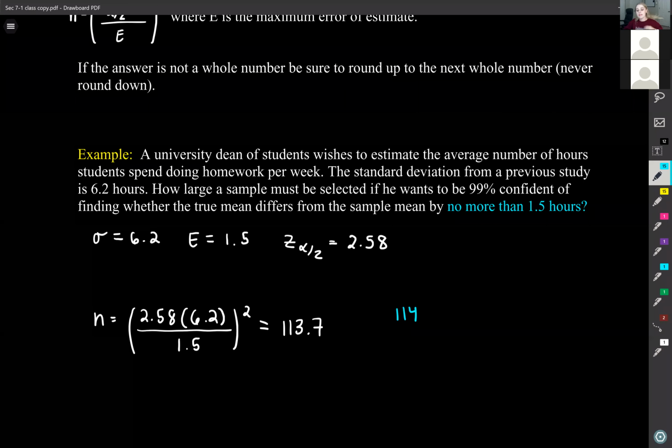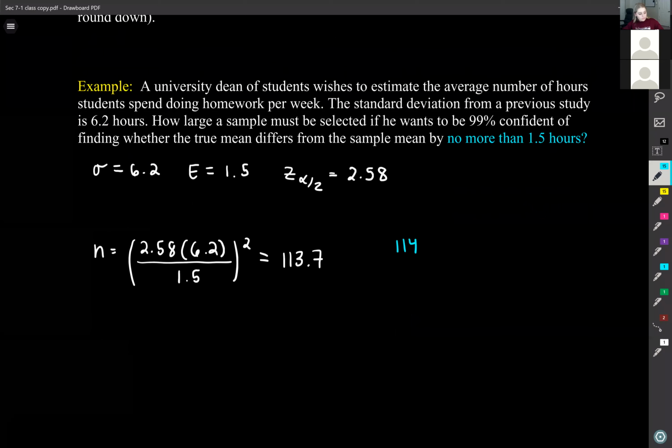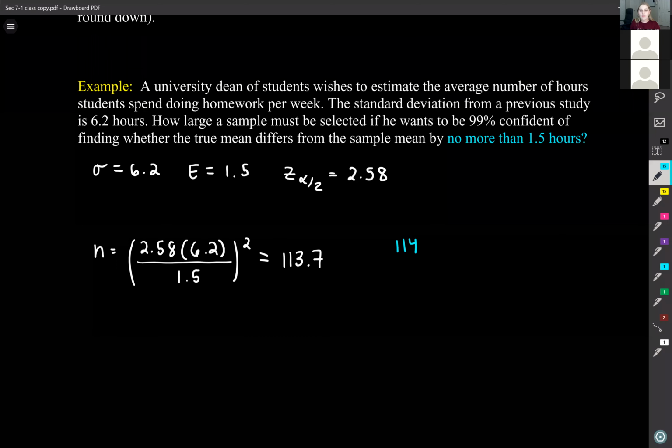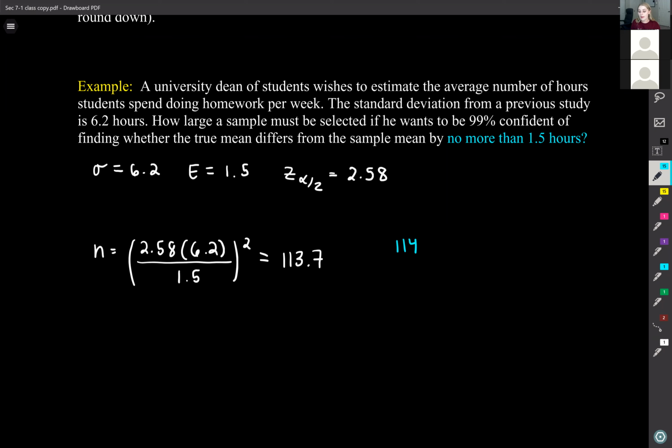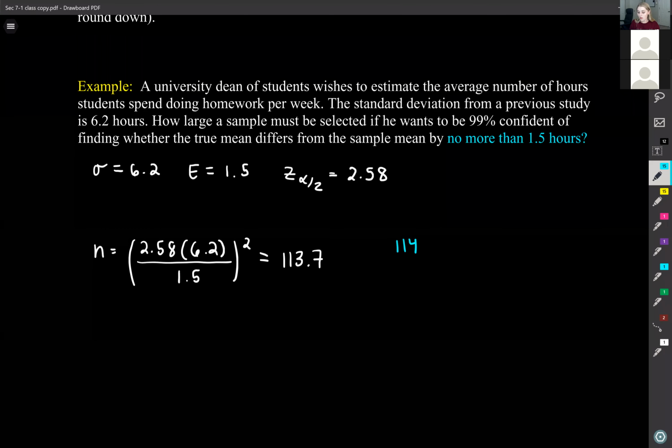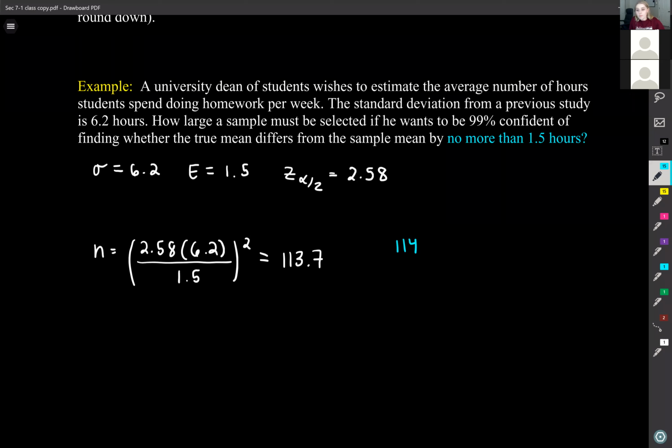Okay, and that's actually the last thing in section 7.1. So section 7.1 introduces confidence intervals, how to find them when you do know the population standard deviation, and also how to figure out the sample size needed in order to be a certain degree of confident in an answer that you're giving. Okay, that's it on section 7.1. So any questions before I move on to 7.2?